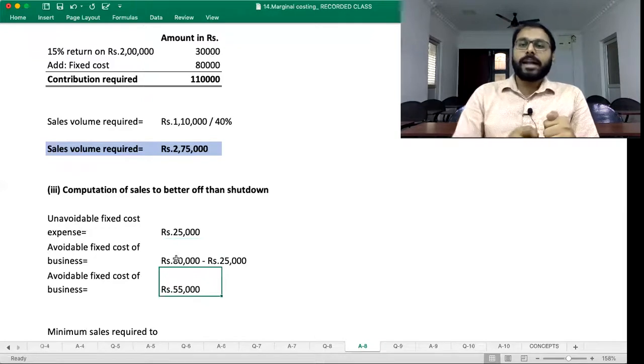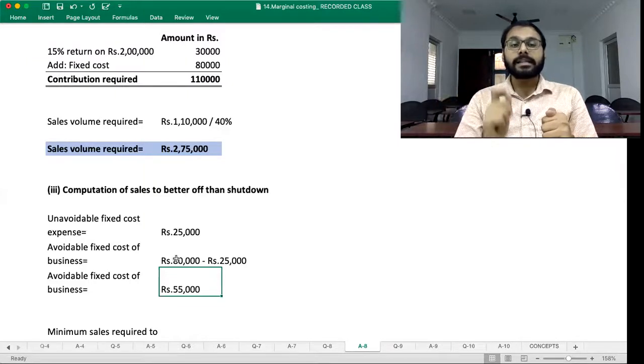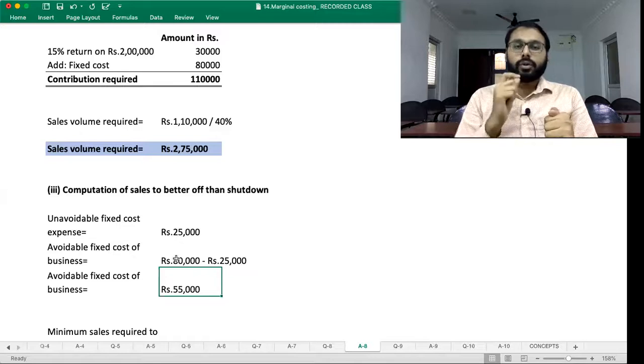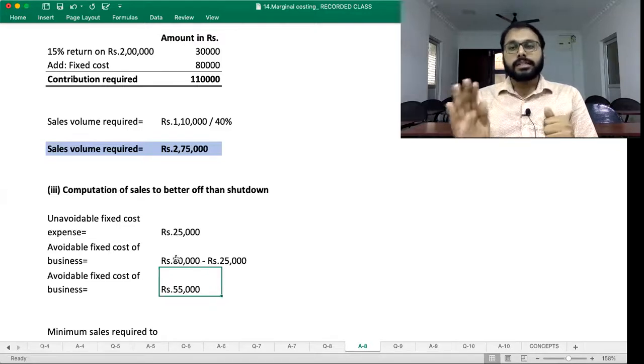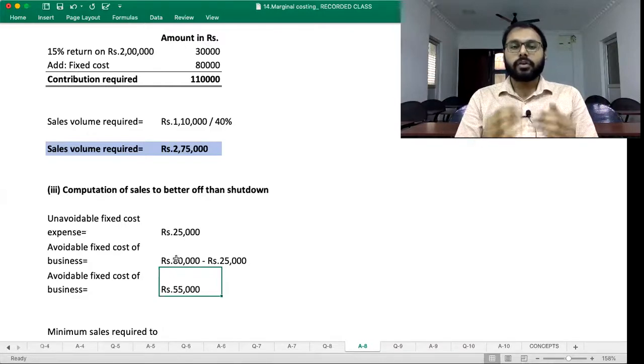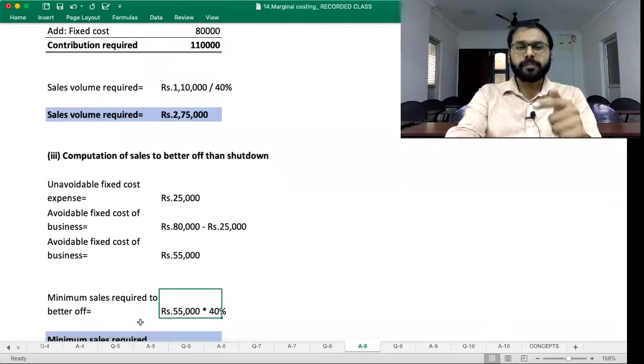So when I get a sales revenue, that sales revenue should recover at least my avoidable expenditure. If my sales revenue is less than that, then there is no use in doing the sales, no use in running the business. That is what we are going to try to find out. So what would be the sales revenue that would recover this 55,000? How do I find out the minimal sales revenue?